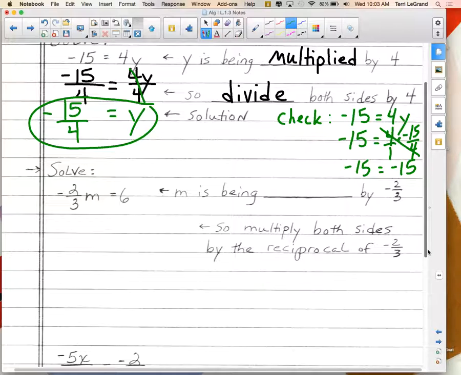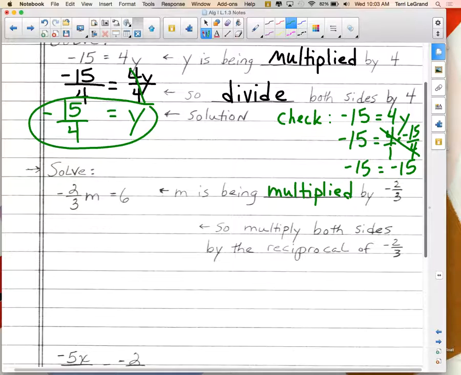Okay, here's one of those I talked about. Sometimes it makes sense to us to think about, well, I wonder how many are in this or that. But this is one of those where, even though m is being multiplied by negative 2/3, what would we undo that with? How do you undo multiplying by negative 2/3? Typically, what would you do? You would divide by negative 2/3, right?